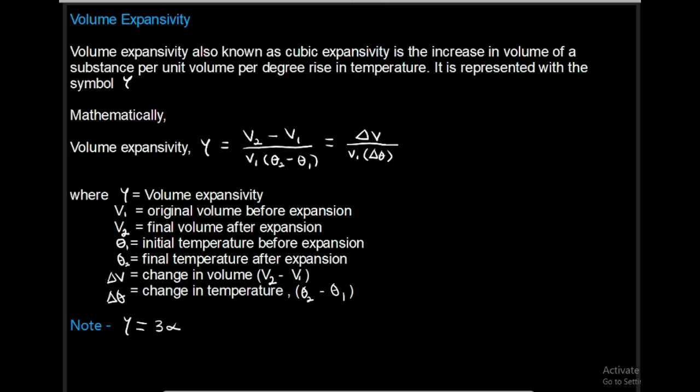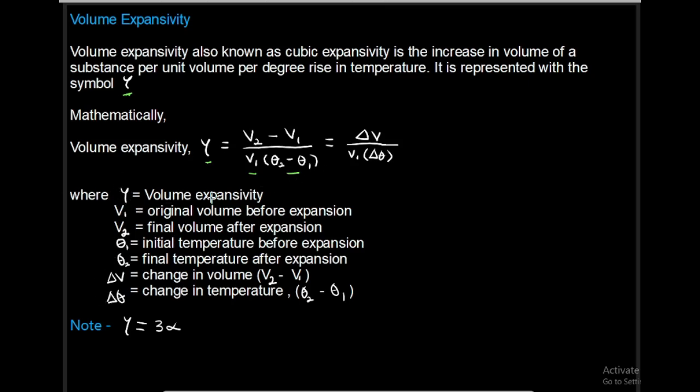Now, talking about the volume expansivity, also known as cubic expansivity, is the increase in volume of a substance per unit volume per degree rise in temperature. Just like we have area expansivity to be increase in area, volume expansivity is increase in volume on application of heat. So it is represented with the symbol gamma. And mathematically, volume expansivity is change in volume all over original volume times change in temperature. Alright, you can see it listed here.